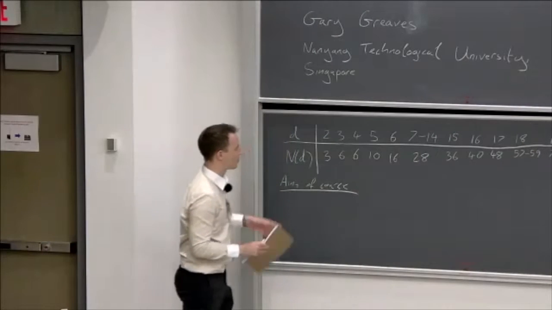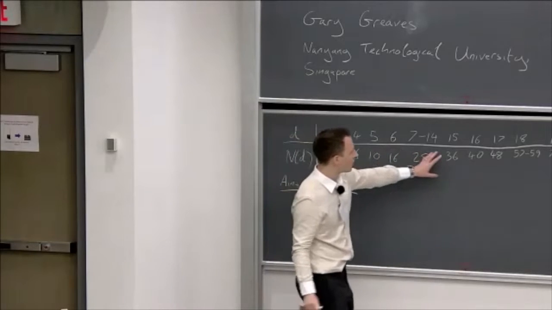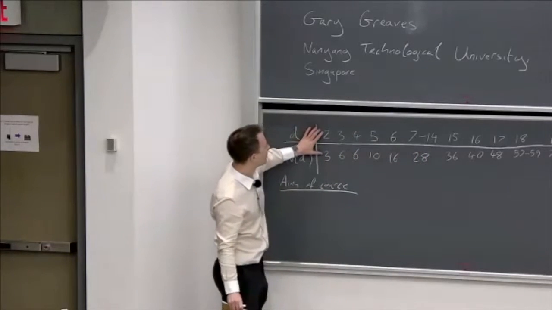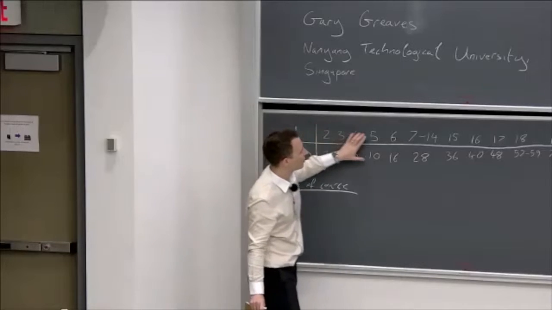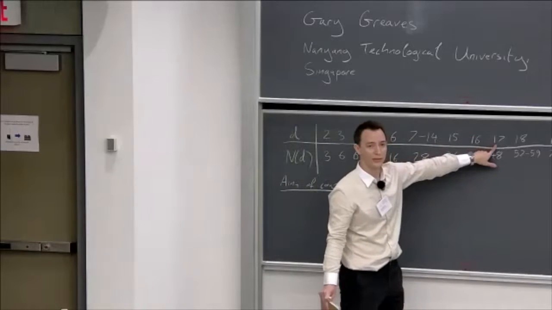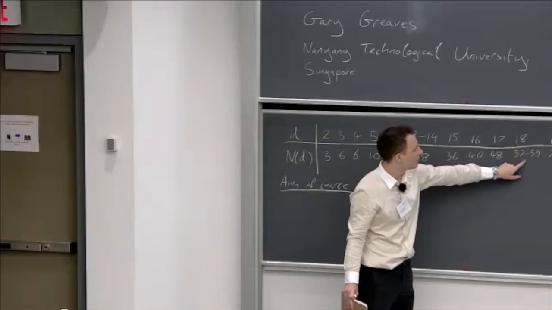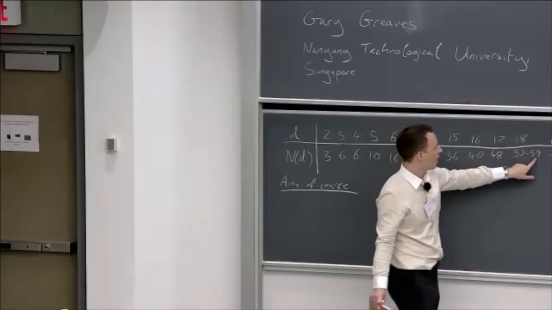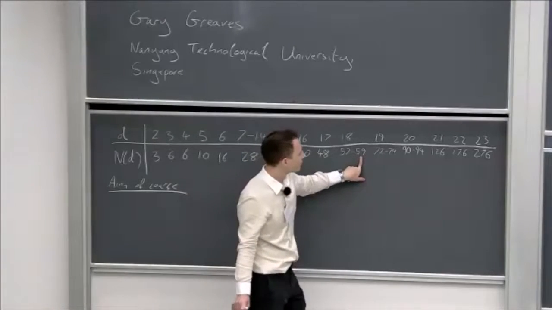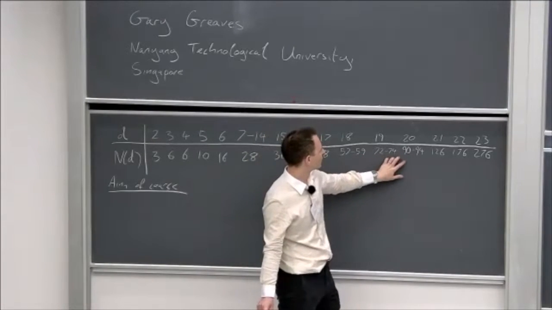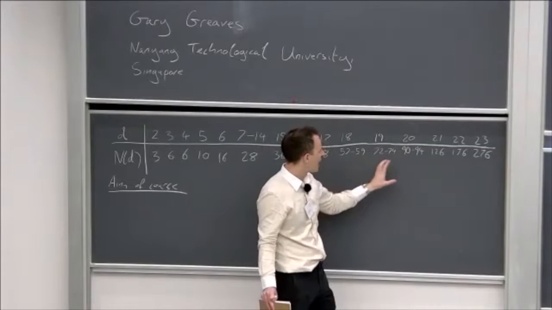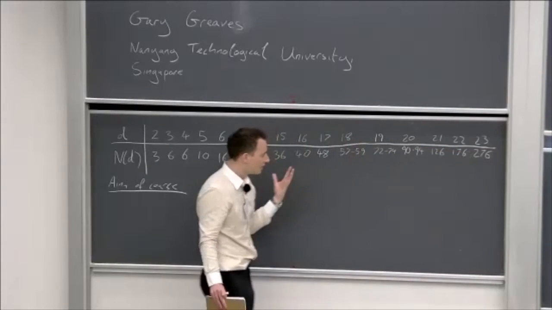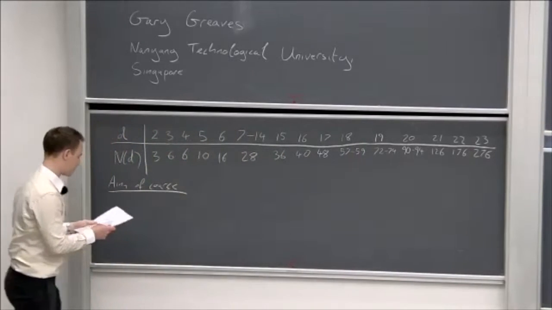We want to figure out how we know that n of d is equal to these things here. I claim that we know the answer all the way up to dimension 17. In dimension 18, we know that we can get at least 57 and at most 59. For 19 and 20 also, there's a bit of a gap in our knowledge. And then for 21 up to 23, we also know exactly what n of d is.